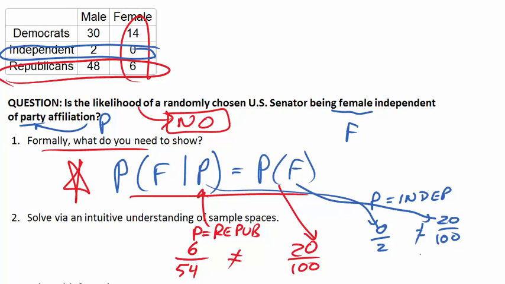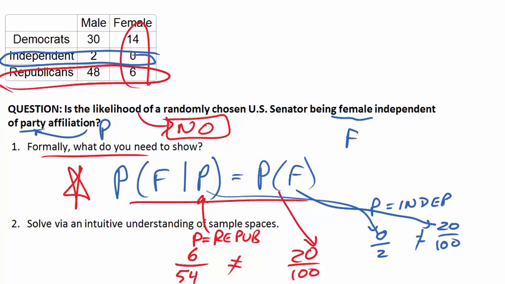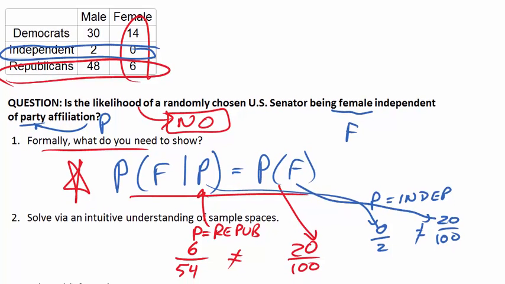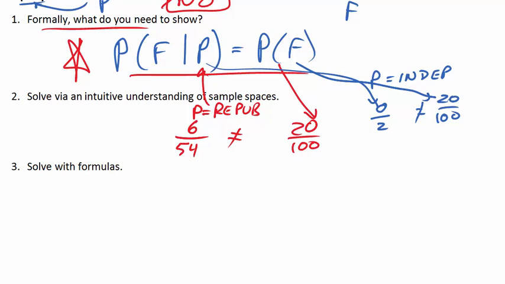Again, you don't need to show both of them. You just need to show one. Knowing the party affiliation clearly restricts or changes the probability of being female in the U.S. Senate at present. Could I solve this with formulas? Well, of course I can.